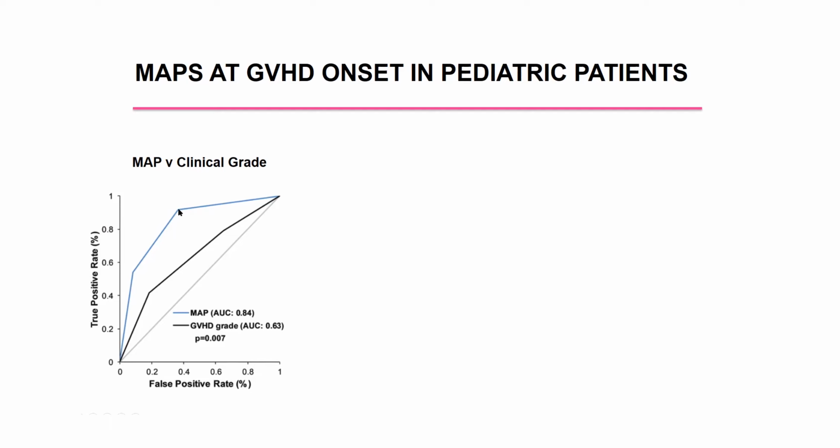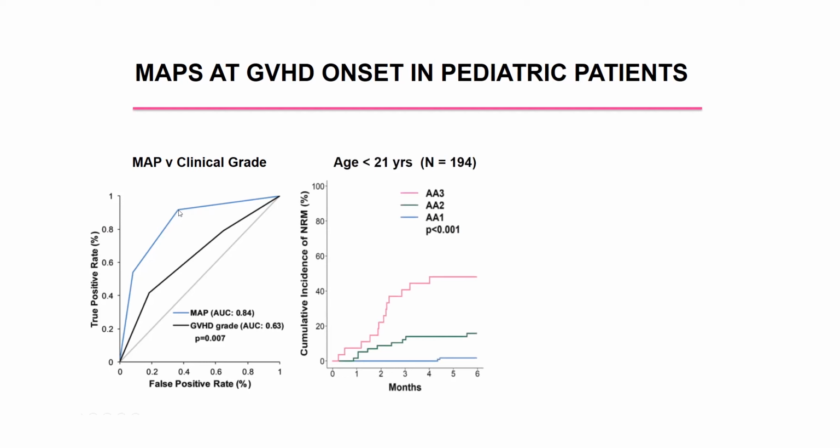So you can see here at this inflection point, we've got about a 90% sensitivity and about a 70% specificity, because remember, false positive is 1 minus the specificity. So this shows how highly accurate the MAP is at the onset of GVHD. And for less than 21 years old, you can see the cumulative incidences of NRM, which are very similar to what I just showed you for the overall group.